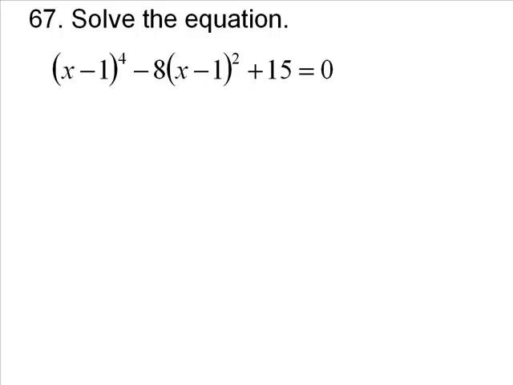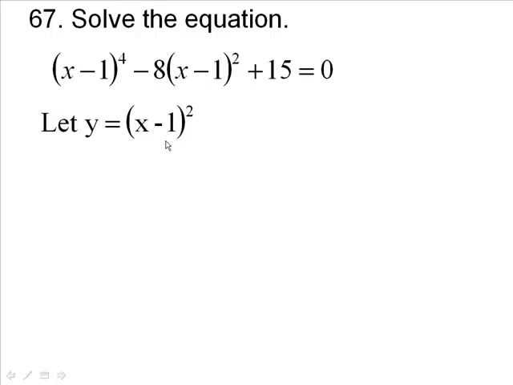Number 67. Solve the equation. (x minus 1) to the fourth power minus 8(x minus 1) squared plus 15 equals 0. Well, if I replace this (x minus 1) squared with a y, let's let y equal (x minus 1) squared, I'd have minus 8y, wouldn't I?